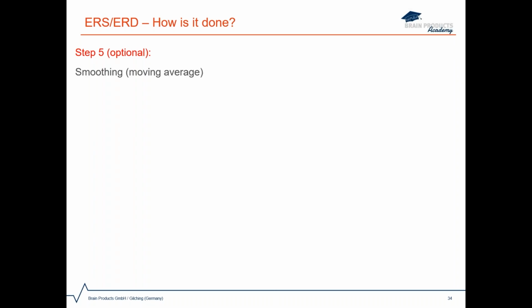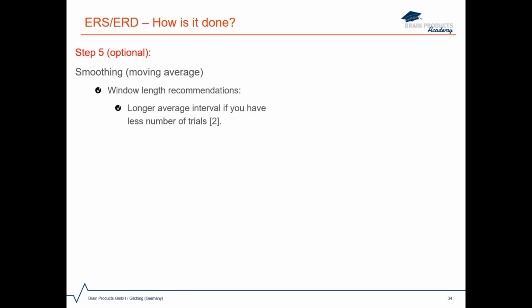In ERS-ERD, this is usually implemented via a moving average. Regarding the window length used for calculating the moving average, there are 2 recommendations. The authors of the aforementioned review paper recommend using a longer average time across data points if there are very few trials, while a shorter average interval should be sufficient if there are a lot of trials. This is because the effect of both averages across time and across trials leads to a similar result.